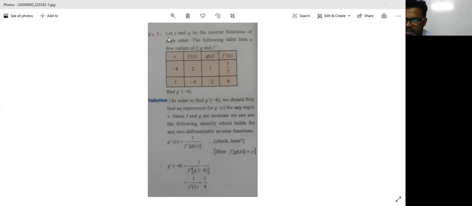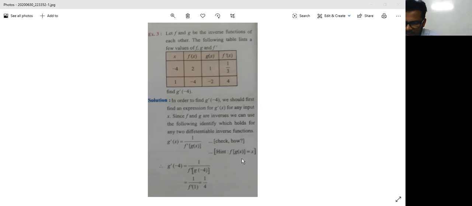Now let's have a look at this. Let f and g be the inverse function of each other. The following table lists the value of f, g and f dash. These are the values listed by this thing. We have to find the g dash at minus 4. So for g dash minus 4 you need to find g dash at x, right? मतलब ये x is minus 4 बराबर, तो तुमको इसका g dash find out करना पड़ेगा. How are you going to find the g dash of this? g dash of x is equal to 1 upon f dash of g of x.